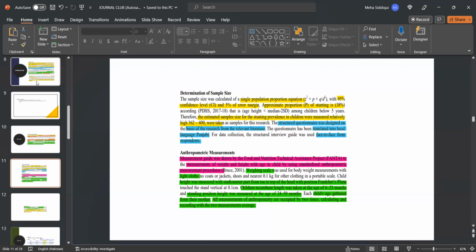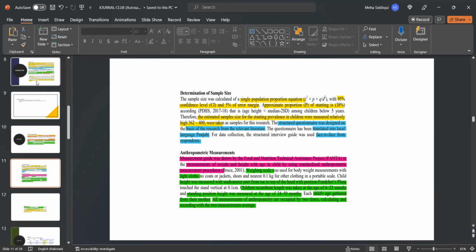The structured questionnaire was designed on the basis of research from the relevant literature, and the questionnaire was translated into the local language, Punjabi. For data collection, the structured interview guide was used face to face with respondents. Anthropometric measurements: the measurement guide was drawn from the Food and Nutrition Technical Assistance Project for the measurement of height and weight with age in children, using standardized anthropometric measurement procedures.